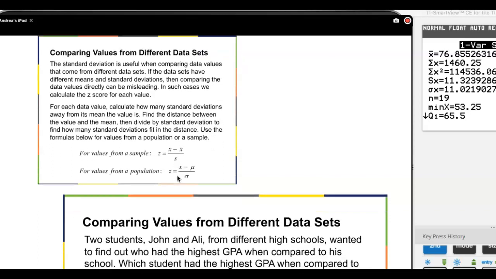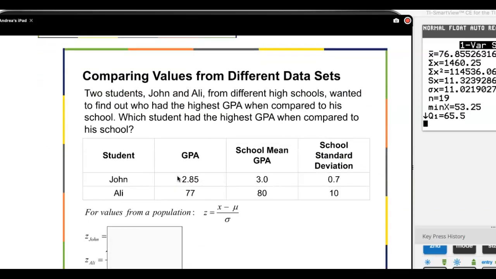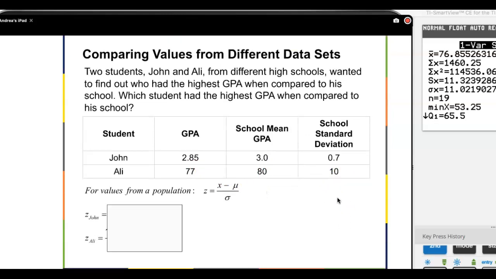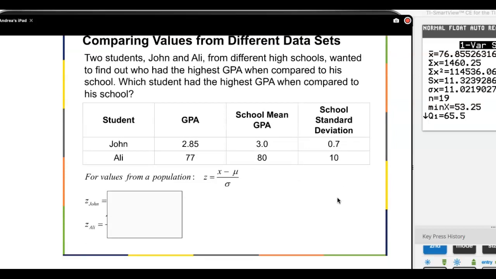So it might make sense if we look at an example here. We have two students, John and Allie, from different high schools, and they wanted to find out who had the highest GPA when compared to his or her high school. John's GPA is 2.85. His school mean was 3.0 and the standard deviation was 0.7. Whereas Allie's had a totally different scale. Her GPA was 77 with a mean of 80 and a standard deviation of 10. So we want to calculate their z-scores to compare which one really had the higher standing.